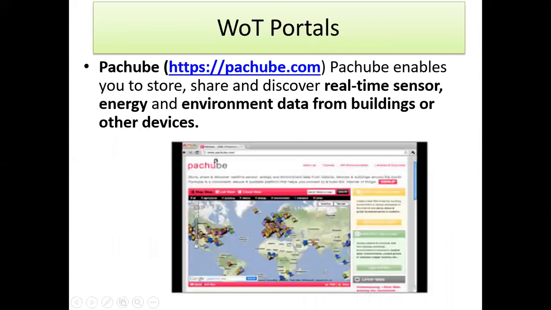Okay, here are the examples of the web portals for the IoT or the WOT. Here you can see, this one enables you to store, share, and discover real-time sensor, energy, and environment data from buildings or other devices. Now it is called Vivri.com. So this platform provides IoT solutions as per user requirement, where you can connect various devices and handle them online.